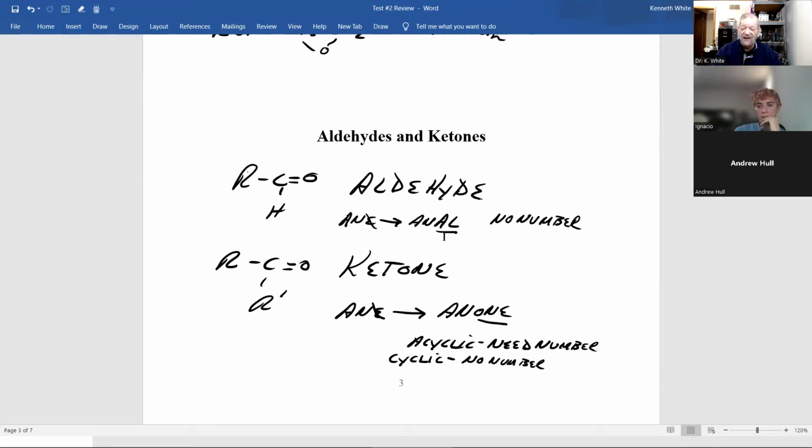Now, a word of caution. Alcohols have an OL ending. Aldehydes have an AL ending. Write it clearly, because you don't want me guessing. Is that an O or is that an A? I've got a 50-50 chance of guessing, and if I guess wrong, it's wrong. So be very clear when you write your O and A for the different endings between aldehyde and alcohol. You need no number, because in an aldehyde, the carbonyl carbon double bonded to oxygen is always number one. Everybody knows that, so you don't need a number.